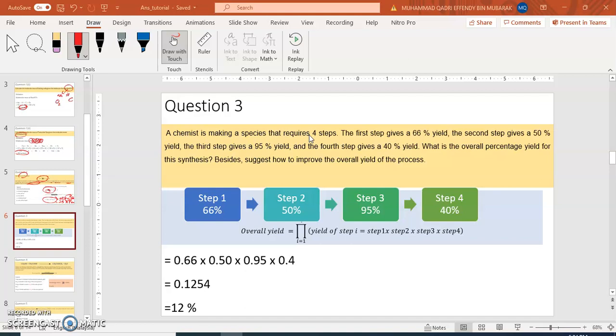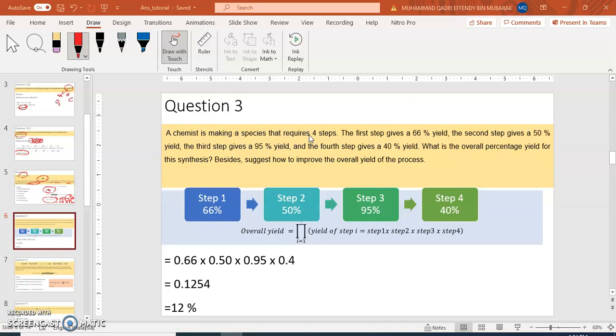The second step gives a 50% yield, while the third step gives 25% yield, and the fourth step gives a 40% yield. So the question asks us about the overall percentage yield for this synthesis, and also asks us to suggest how to improve the overall yield of the process.